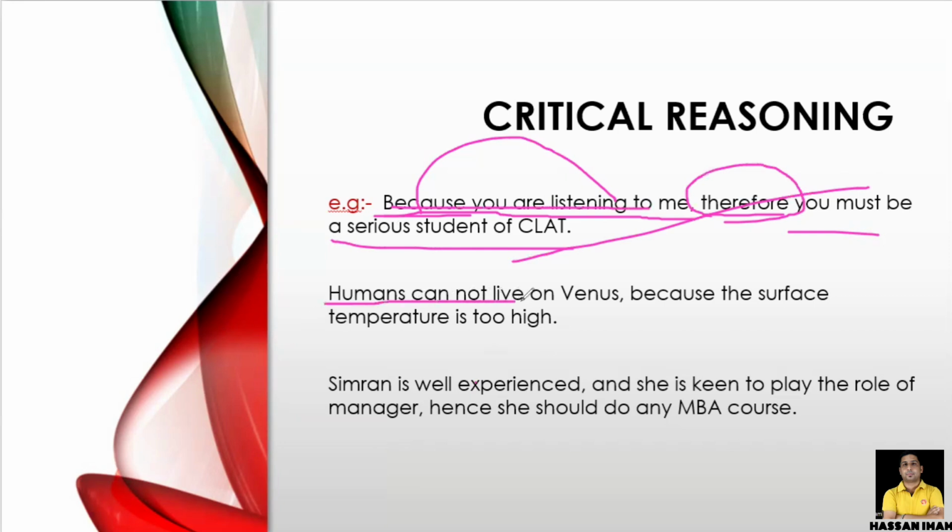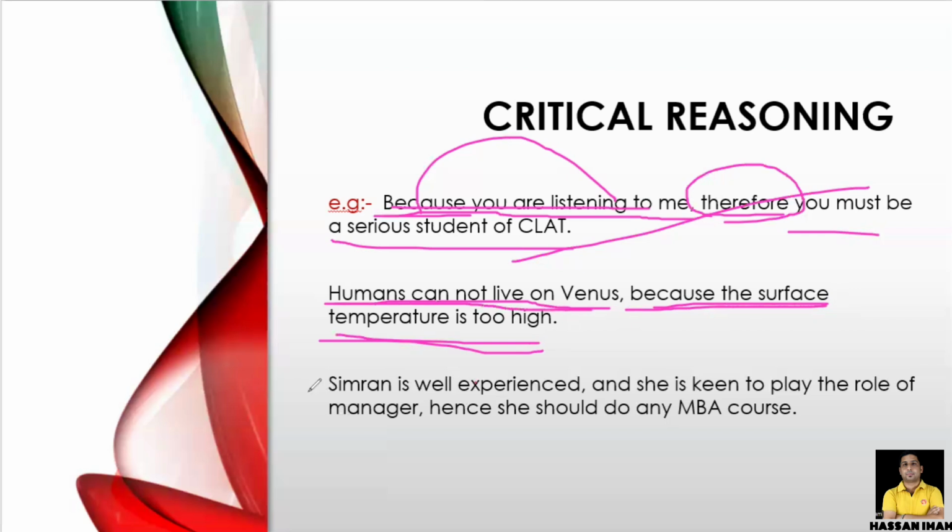Humans cannot live on Venus because the surface temperature is too high here. So, because the surface temperature is too high is premise. And the conclusion is humans cannot live on Venus. So it is premise part.